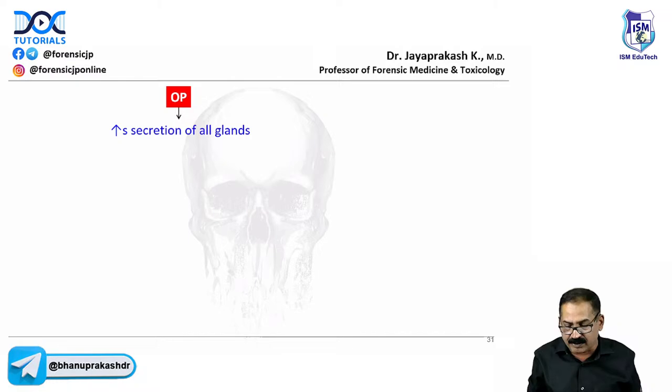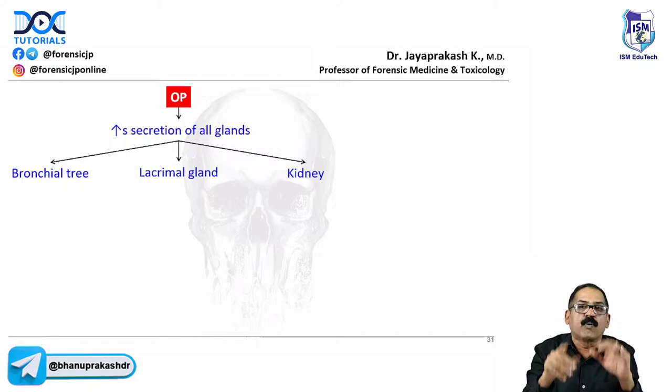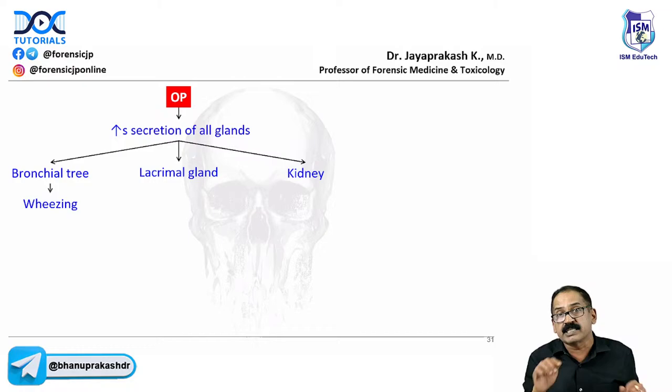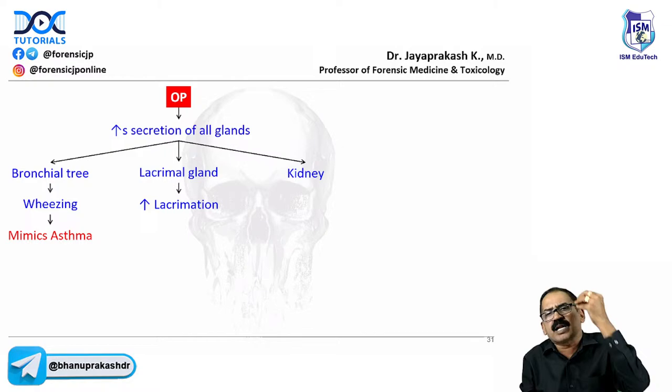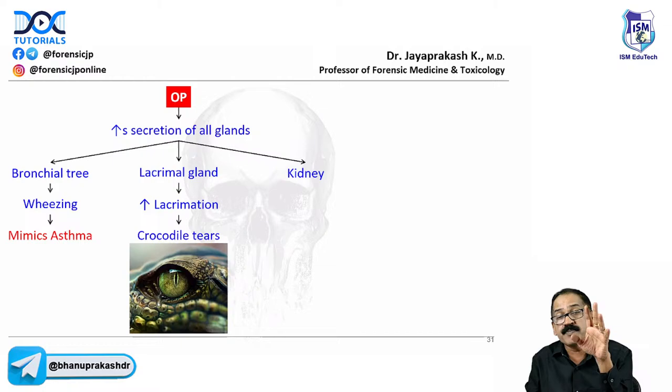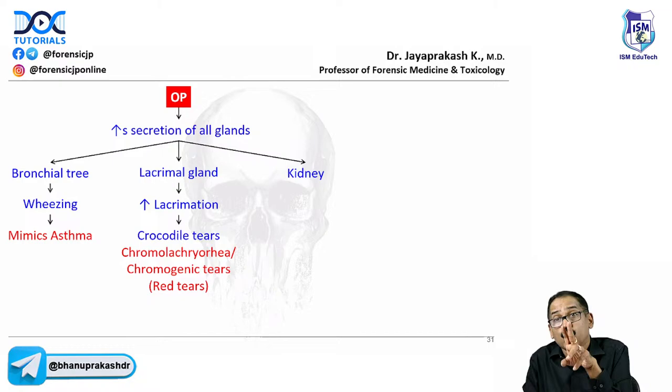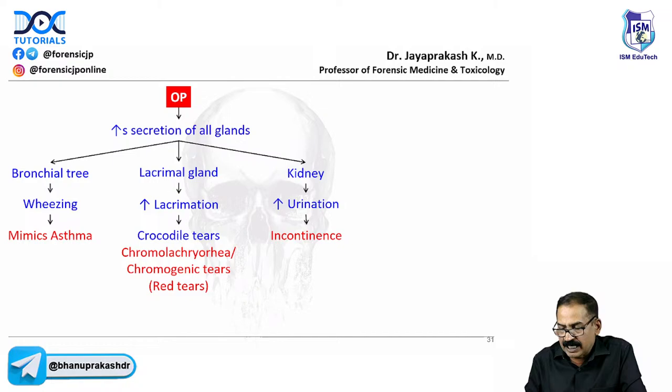There is increase of the secretion of the bronchial tree. You use your common sense. When the secretion of bronchial tree increases, what happens? There is wheezing, which mimics asthma. Increase lacrimation. Normally, people cry when they are emotionally or physically hurt. Here, just like that, water comes out, known as crocodile tears. Sometimes, tears may be red in color, known as chromogenic tears. Increase urination gives rise to incontinence of urine.